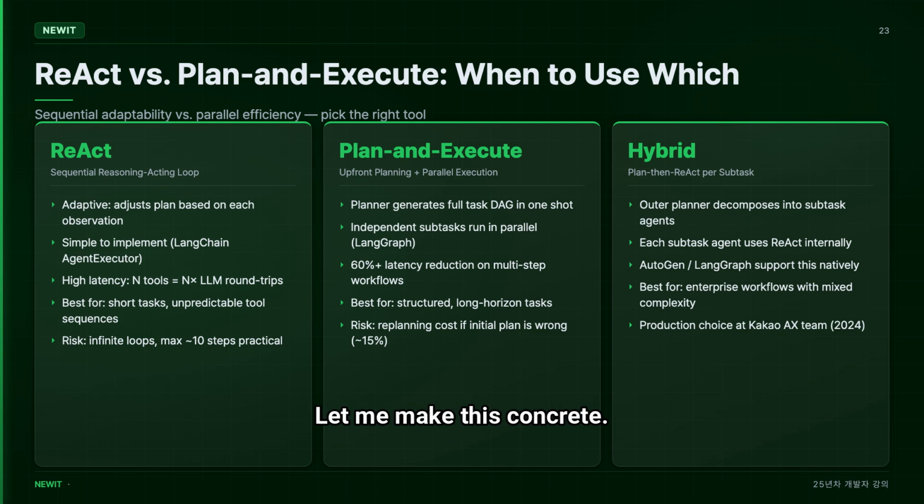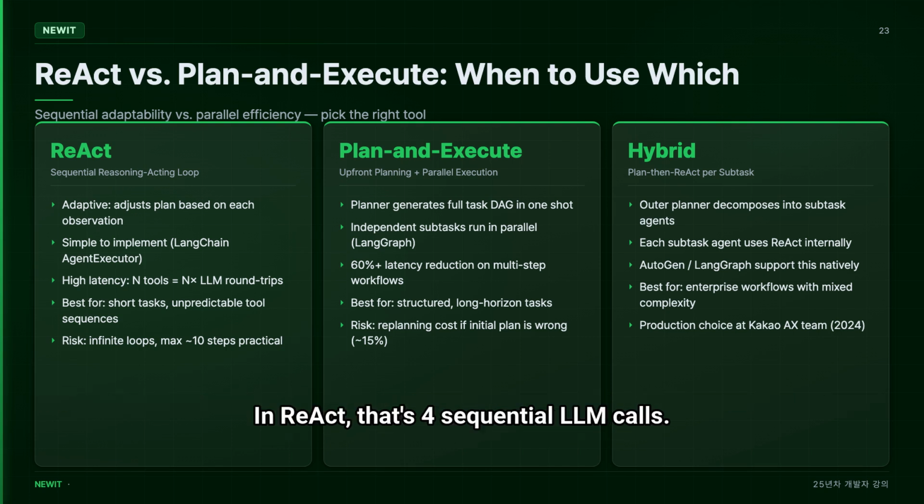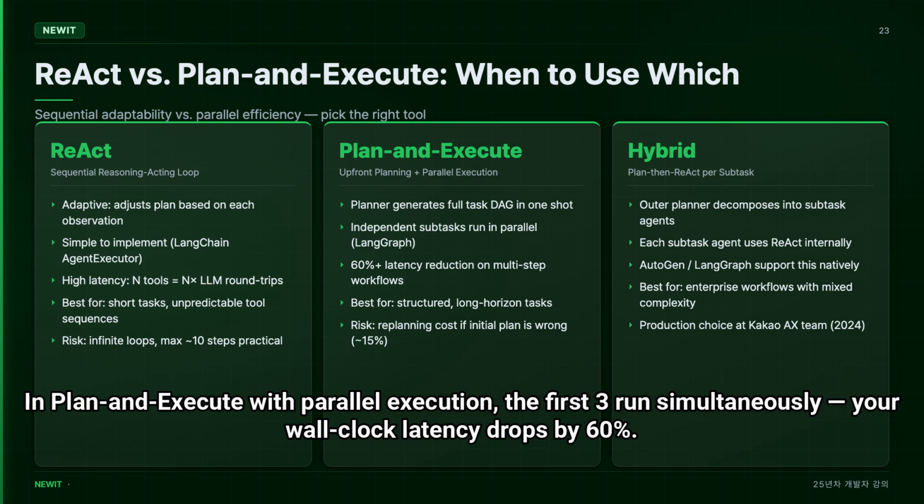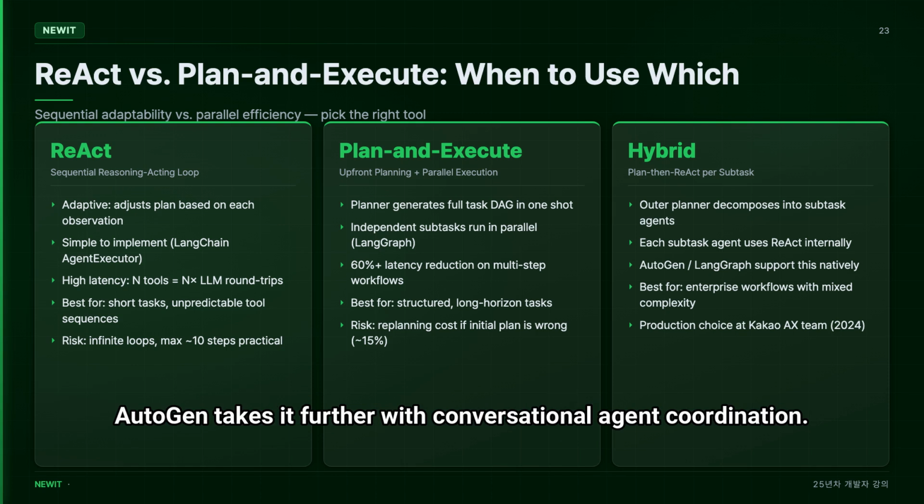Let me make this concrete. Imagine a multi-step analytics query: fetch sales data, fetch competitor prices, fetch weather data, then synthesize. In ReAct, that's 4 sequential LLM calls. In Plan and Execute with parallel execution, the first 3 run simultaneously, and your wall clock latency drops by 60%. LangGraph natively supports this with parallel node execution. AutoGen takes it further with conversational agent coordination.